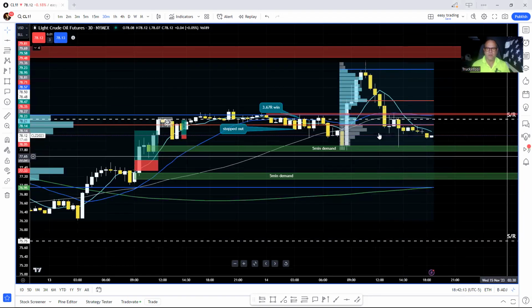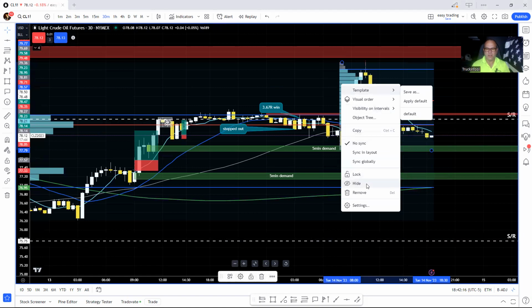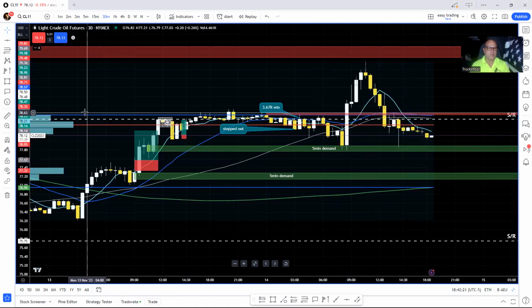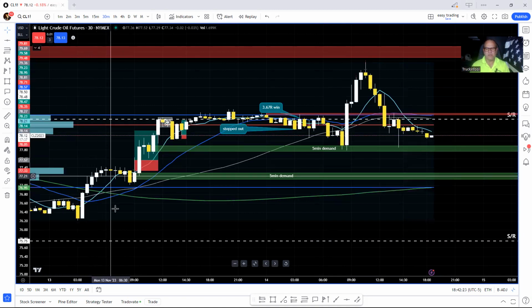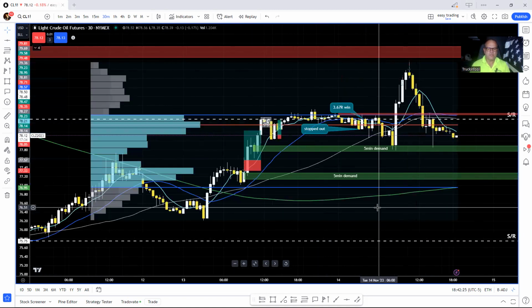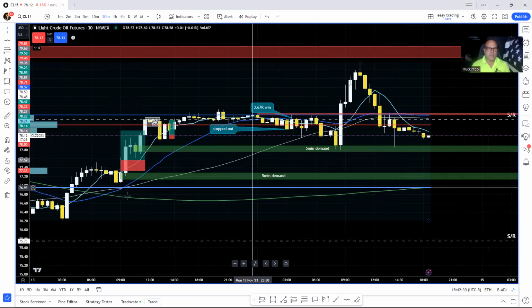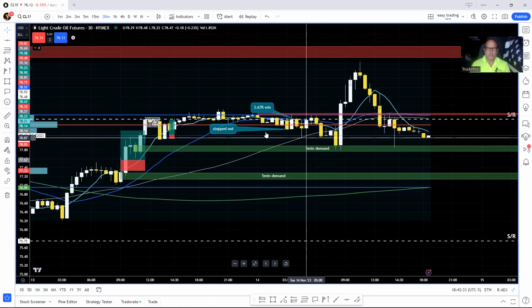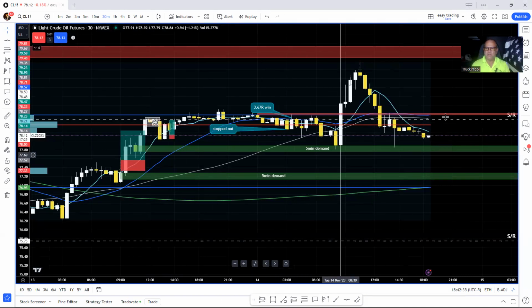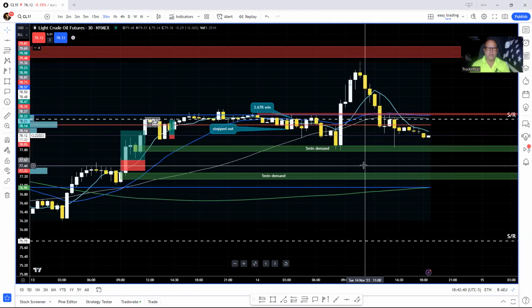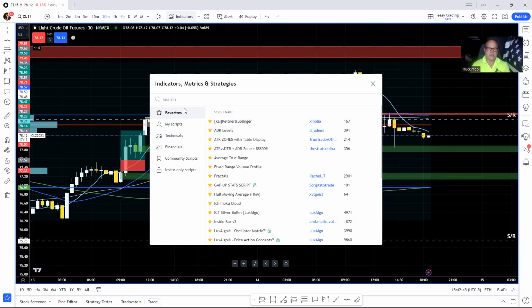Let me hide this one. So that was today's. This was yesterday's fixed volume profile, and we always put that on the 30-minute chart from 8 o'clock to 4:30 in the afternoon. All you have to do is go to indicators and search fixed range volume profile.